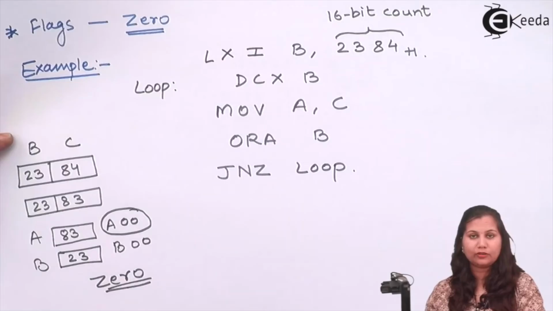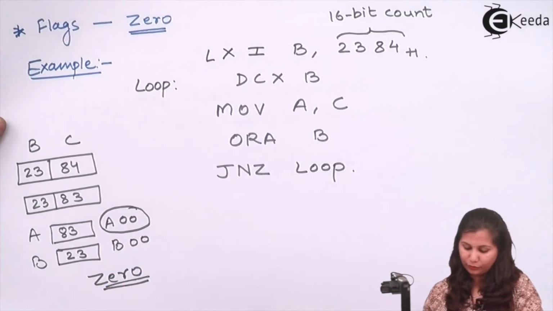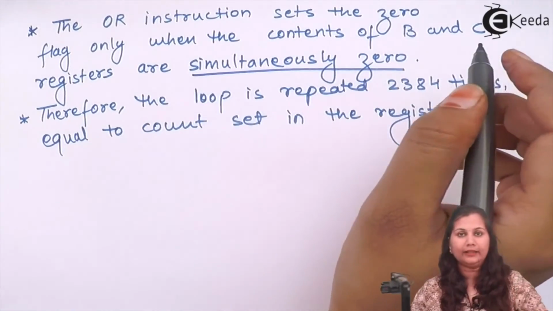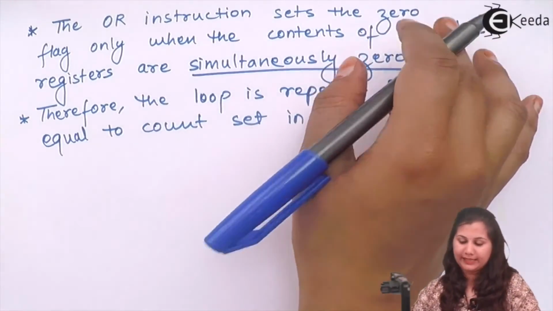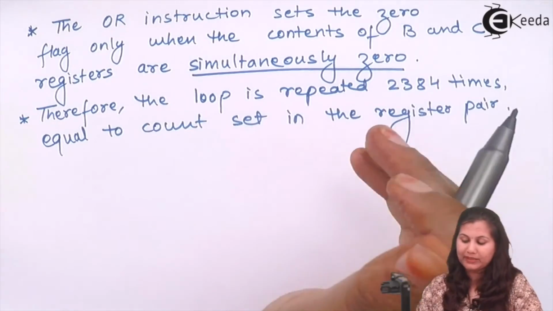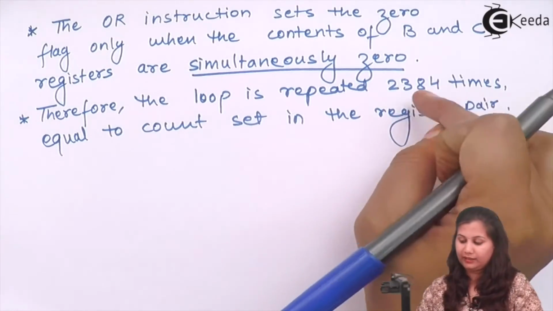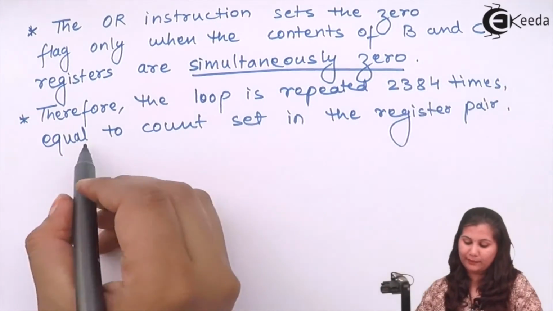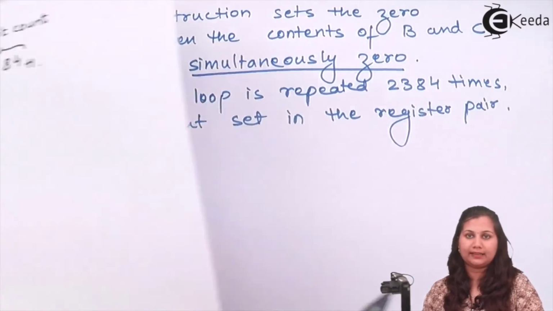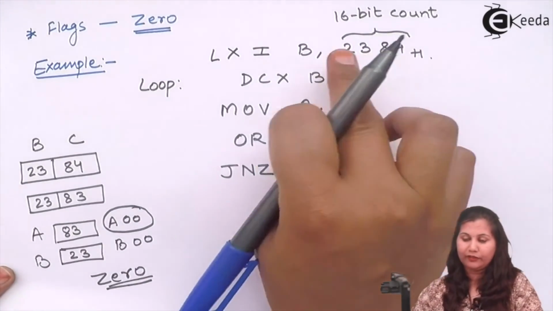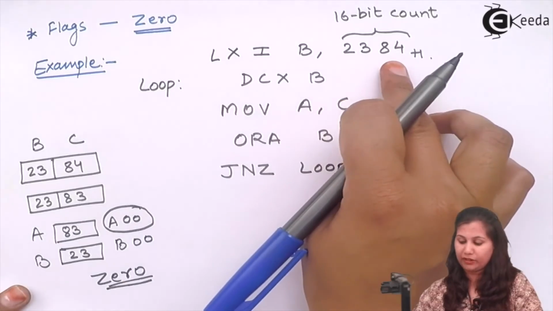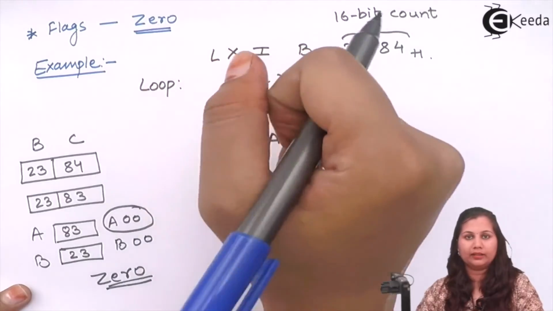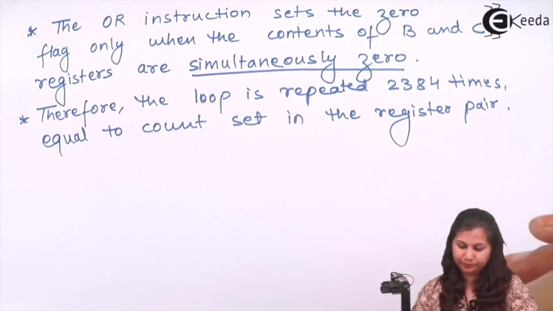If one of them is zero, then the zero flag is not going to be set. Only when both are simultaneously zero will the zero flag be set. So we can say that the loop is repeated 2384 times, equal to the count which is set in the register pair. Here we have loaded the BC register pair with the 2384 count. So this many times the loop will be repeated.